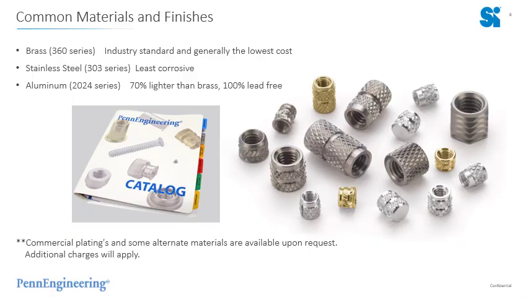And last but not least, aluminum. Our aluminum is one of our newer materials. It was introduced back in 2017. We make that from a 2024 T4 series. And what's significant about aluminum is it's 70% lighter than brass and 100% lead free. So we feel it's going to be very important when used in some of these autonomous vehicle applications and a lot of just basically automotive applications where needing a lighter fastener is extremely important.